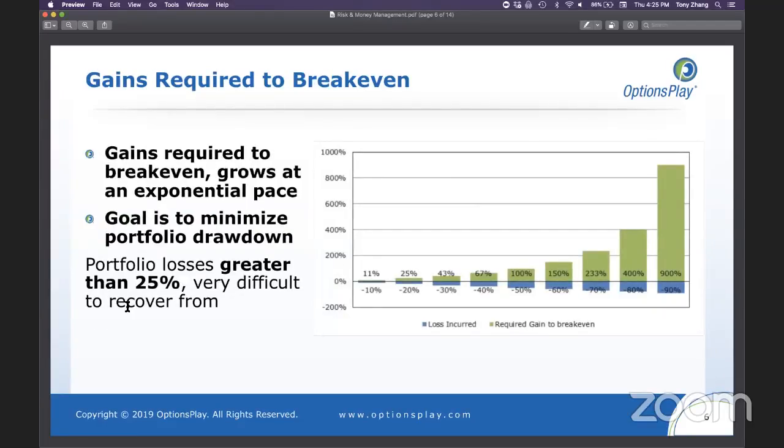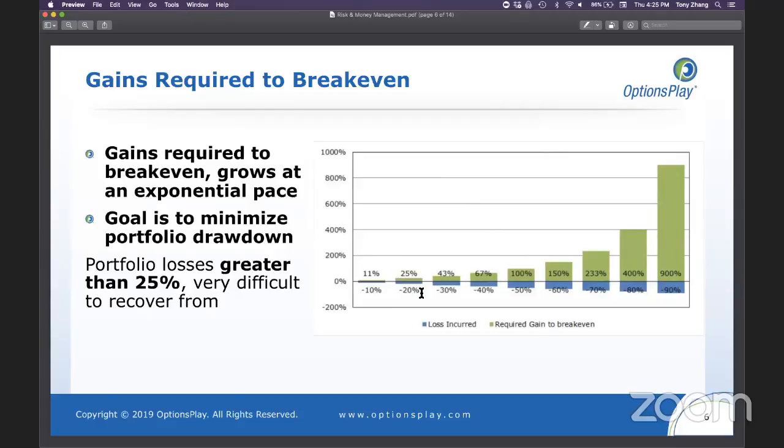So what I'm going to start off with is talking about the gains required to break even. This is what we consider the high watermark. And this chart here on the right describes how much return you need to break even after suffering a certain amount of loss. As you can see here, after suffering a 10% loss in my portfolio, I need an 11% gain to get back to my break-even point. At a 20% loss, I need a 25% gain to get to break even.